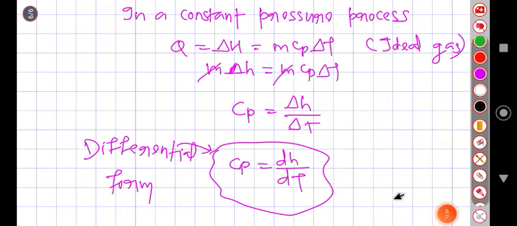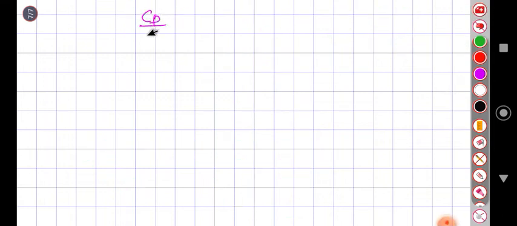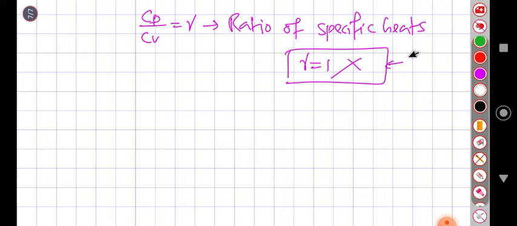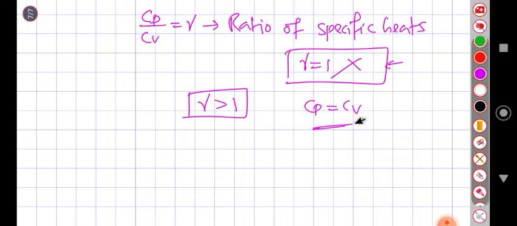Okay, you understood? Now, the ratio of specific heats, Cp by Cv, is called gamma. Gamma is never equal to 1, this is not possible, right? We have already seen that the second law will fail if gamma is equal to 1. So gamma should always be greater than 1. If Cp and Cv were the same, then Cp would be equal to Cv, which is not possible, right?